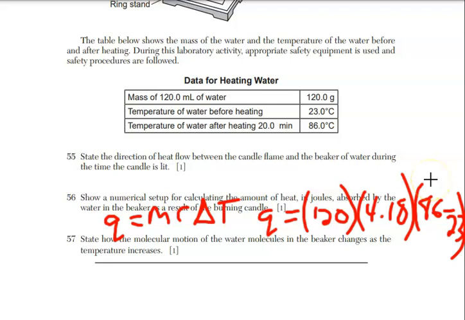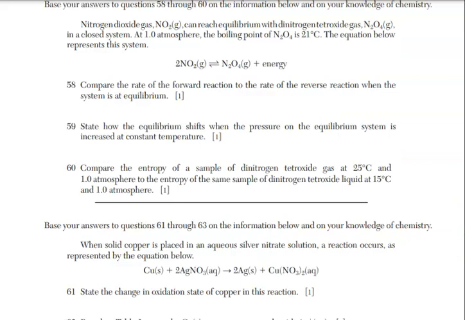For 57, it says state how the molecular motion of water molecules in the beaker changes as the temperature increases. Temperature is defined as a measure of the average kinetic energy of, in this case, the molecules of water. What we're talking about here is as the temperature goes up, the motion increases, right? They speed up.